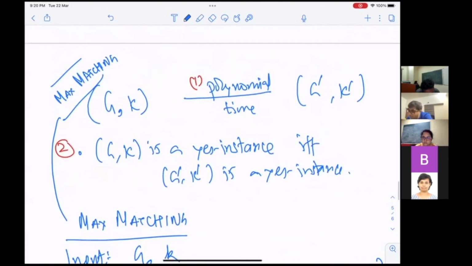Now my question is, can we make this box for max matching? So what we want to say is, in polynomial time, I want to produce G prime K prime with the following property: G has a matching of size at least K if and only if G prime has a matching of size at least K prime.